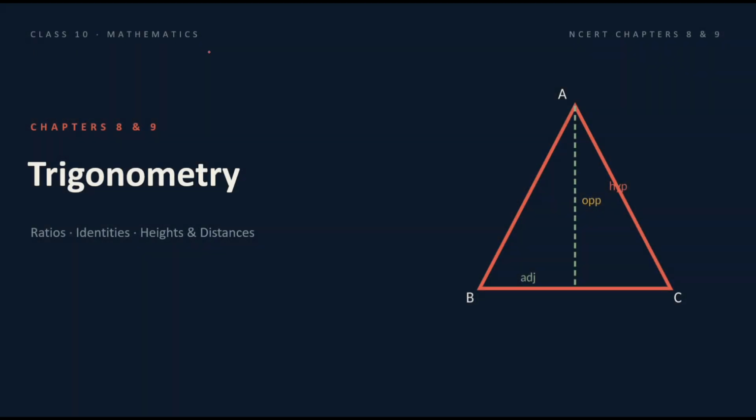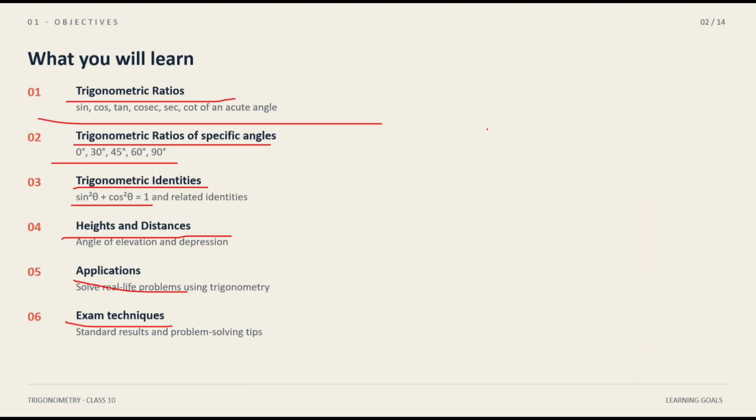In this chapter we will learn about class 10 mathematics, that is trigonometry. It is also used in chapter 8 and chapter 9 of the NCERT. In this chapter we will learn about the ratios, identities, height and distance, and the other aspects of trigonometry. Next, go to the other slide.